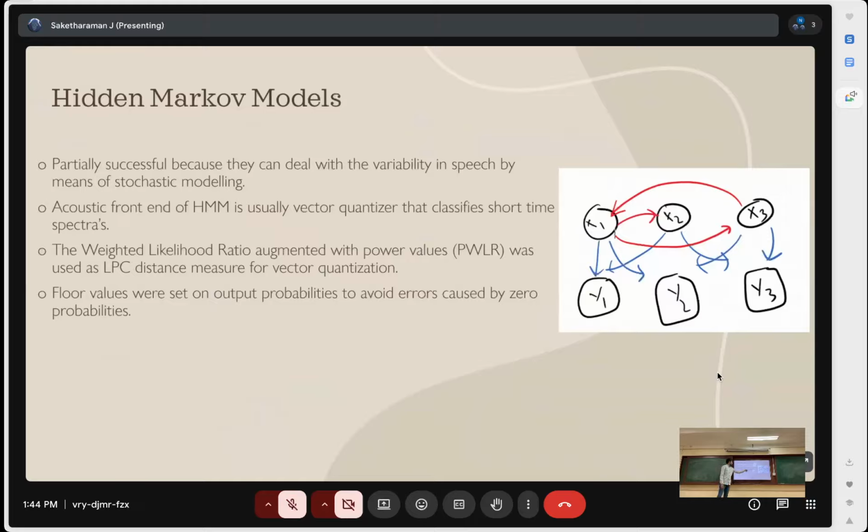Likelihood ratio, augmented and power values, PWLR. Basically, if there's an audio input that it's not able to recognize, it increases the power or volume on its own to be able to compare it accurately.